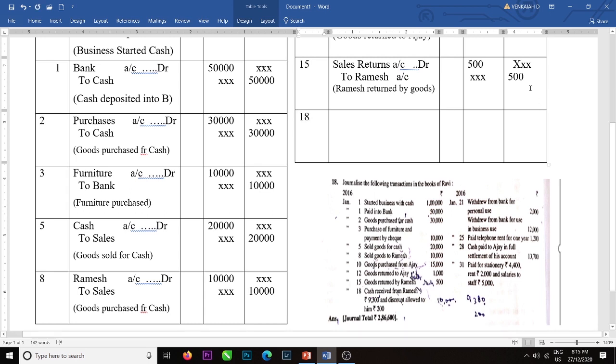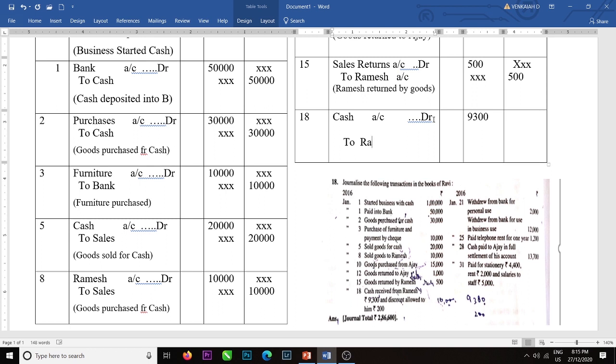18th date. Cash is coming in or going out? Coming in. What comes in will be debit. Cash account debit. How much cash are we receiving? 9,300. From whom are we receiving? From Ramesh. Ramesh is a giver. So how much is due from Ramesh?